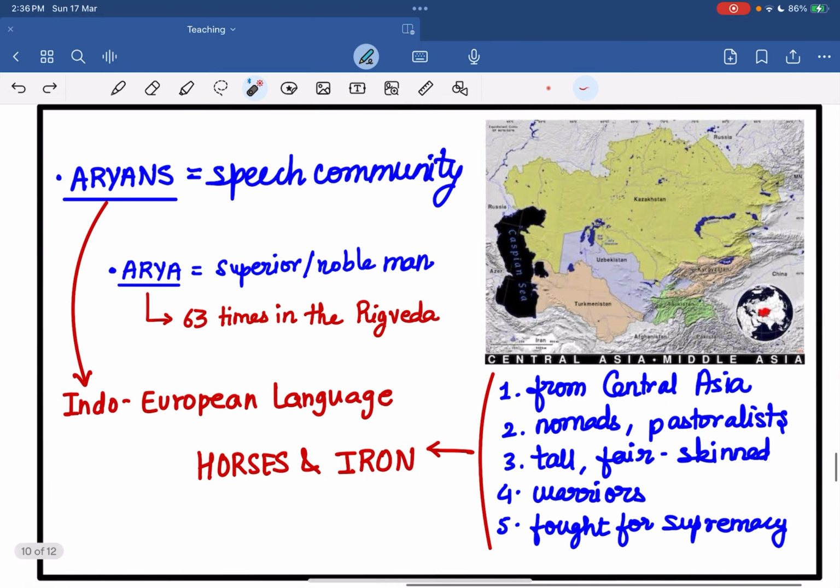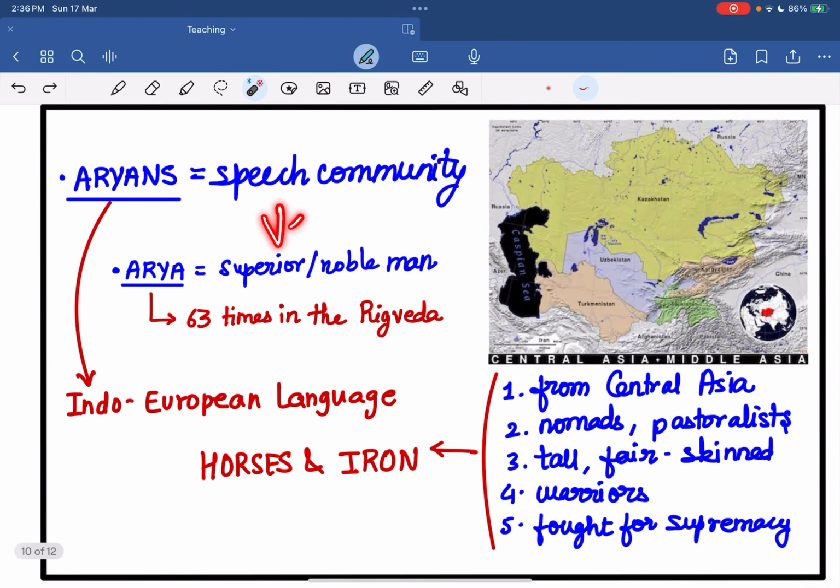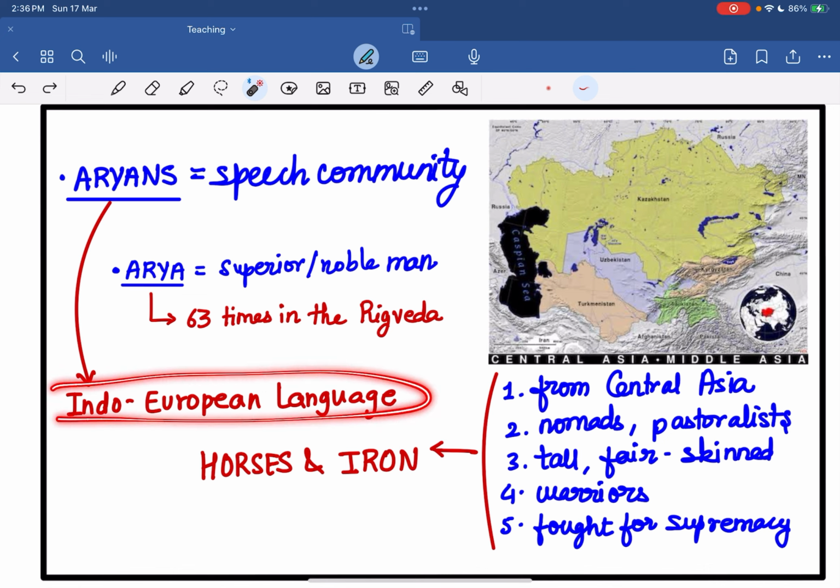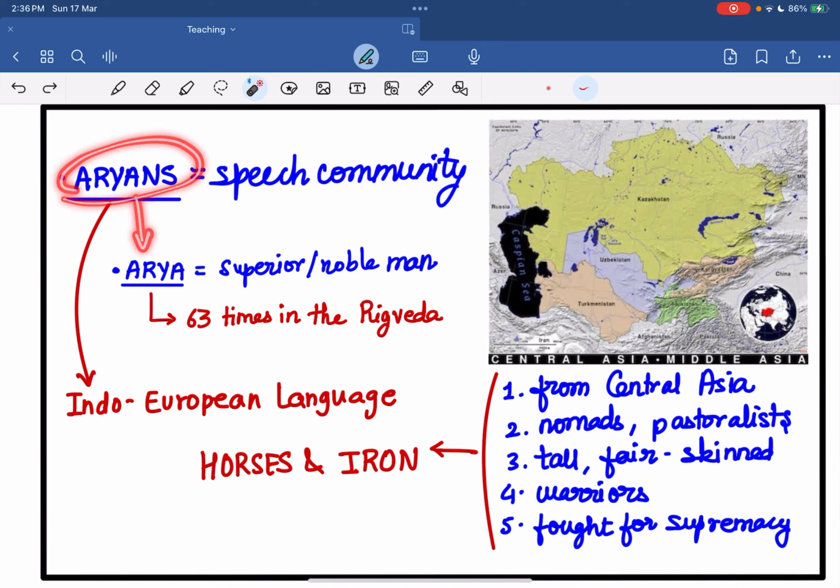Moving forward, when we talk about the Rigveda or the Vedic culture, we often hear the term Aryan. What does this term mean? Aryan means a speech community. Obviously, if you are speaking, you have to speak a language. They spoke the Indo-European language. You don't have to confuse the term Aryans with Arya. Arya means a superior and noble man. Aryan means a speech community. The term Arya has been mentioned in the Rigveda precisely 63 times.